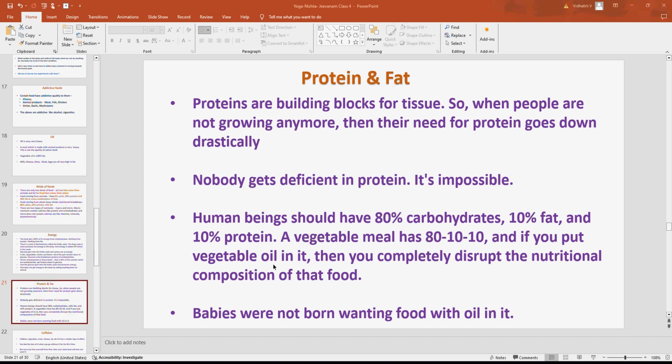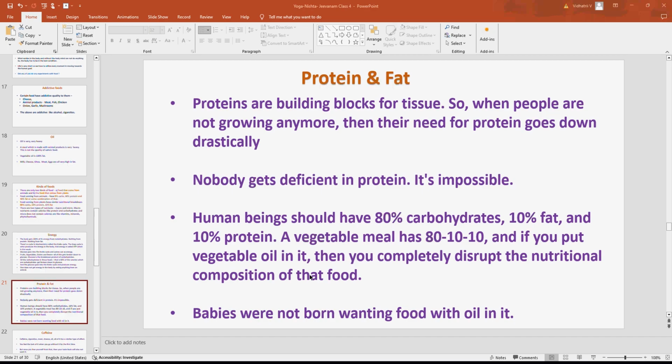So the thing is that we only need a very, very small amount of protein and a small amount of fat. People generally don't get protein deficiency. Nobody gets deficient in protein. It's actually impossible if you're getting enough calories. Most of those who are eating meat have the myth about getting protein from the meat. That is a myth. It's not true. We only need a very small amount of protein and a small amount of fat, and that we can get from fruits, vegetables, grains and beans.